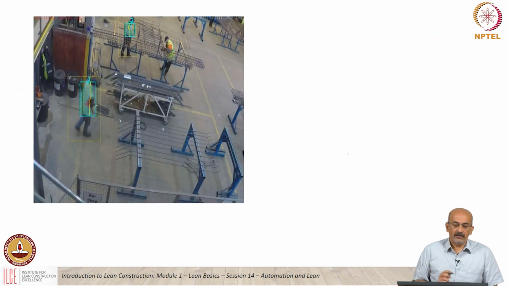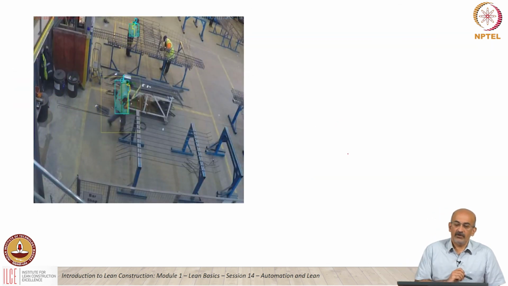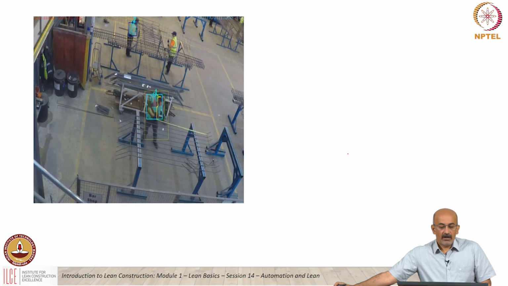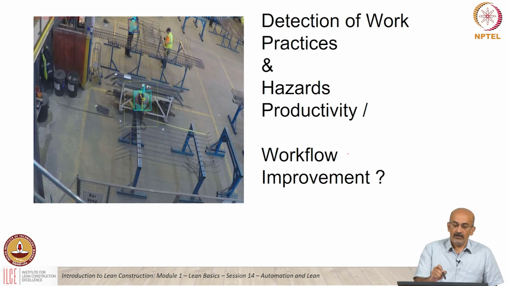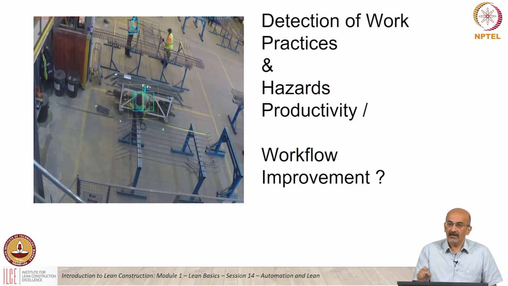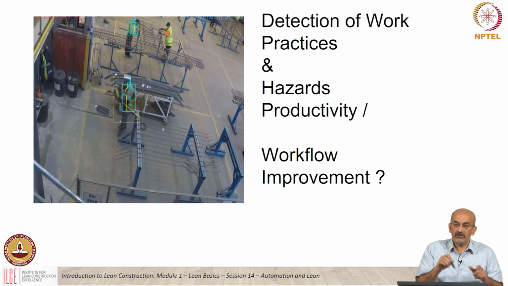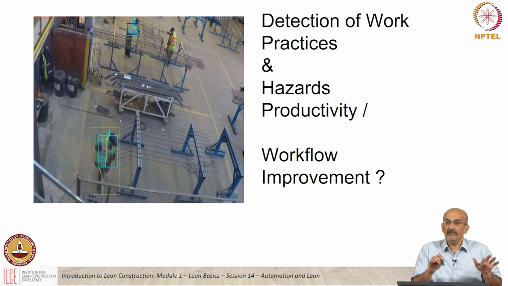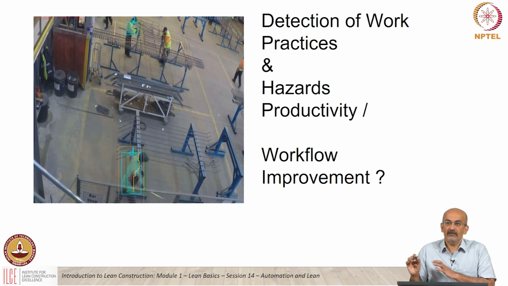Here is another technology. In this case, computer vision is being used to track workers. How will this impact things? We can not only do tracking and see what the person is doing, we can detect work practices, hazards, and productivity, and improve overall workflow, try to make sure that things are done just in time, that there is workplace availability, and reduce idle time and waste.